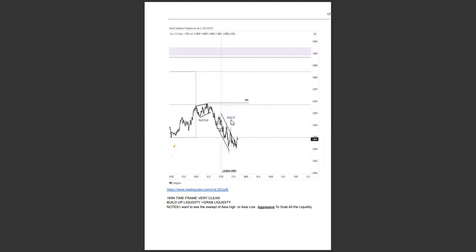Looking at this, you can see a false flag, right? And this is a build up, Frankfurt high, London open. So on the 1 minute time frame it's very clear. Build up liquidity, grab liquidity, right? I want you to see the sweep of the Asian high or Asian low, aggressive, the grab of liquidity.